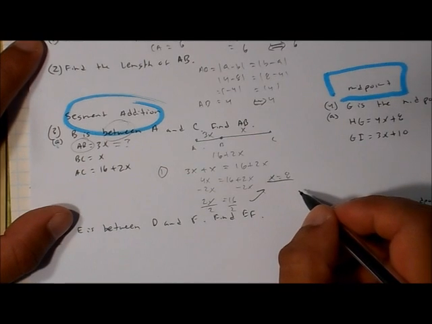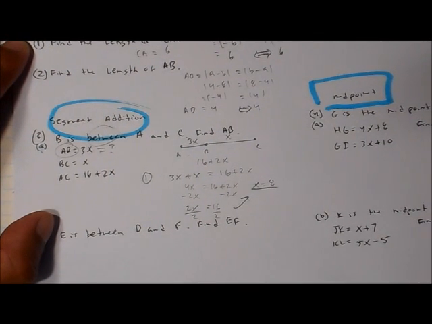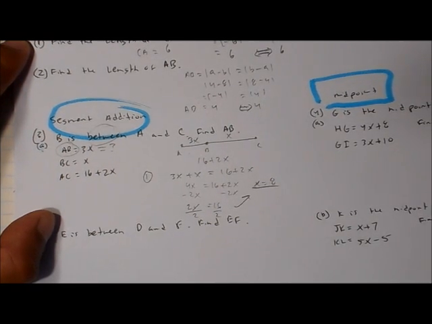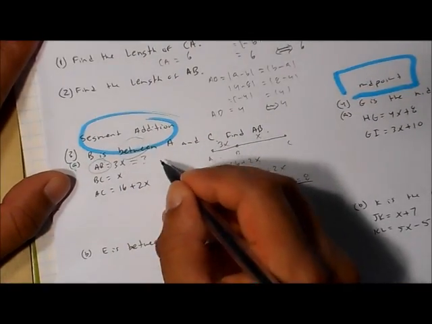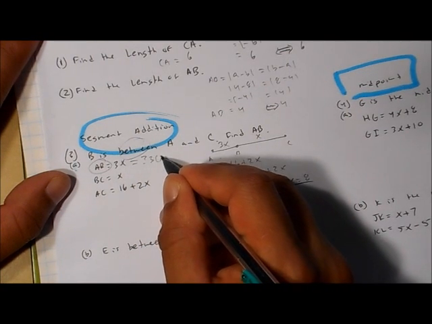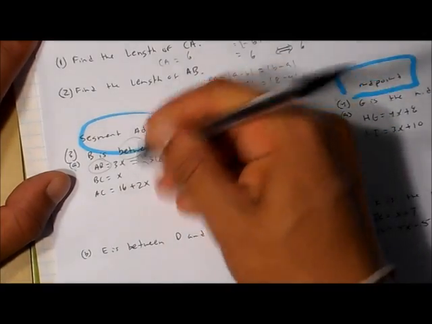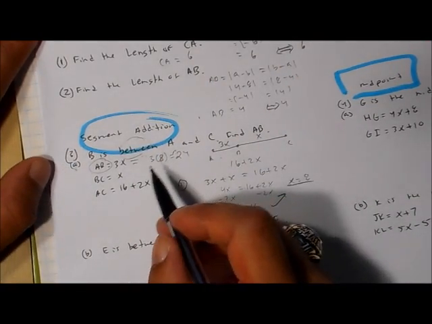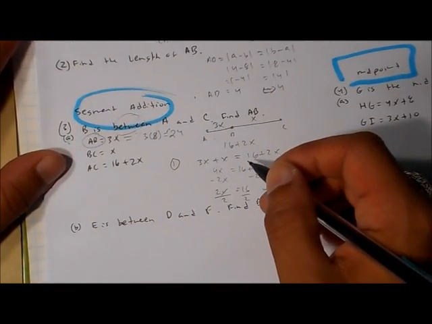Now are we finished here? No, we're not, because we're asked to find what's asked for. So x equals 8, and plug it back into here. So we have 3 times 8 equals 24. And that will be it for problem 3 in part A. Okay, let me see you in the next video.